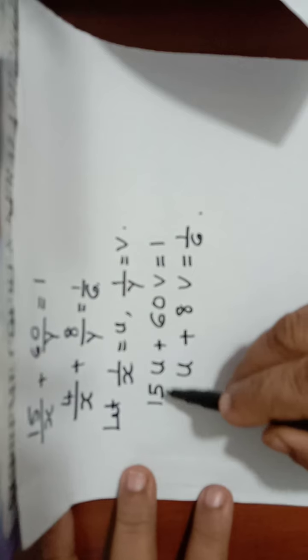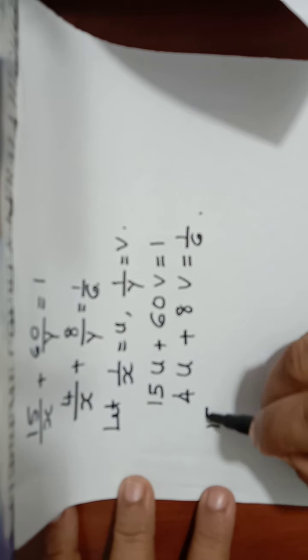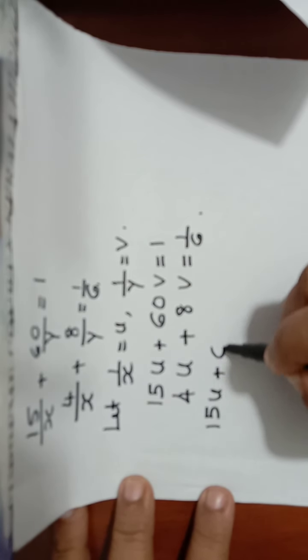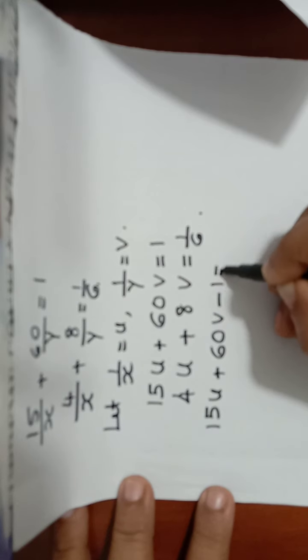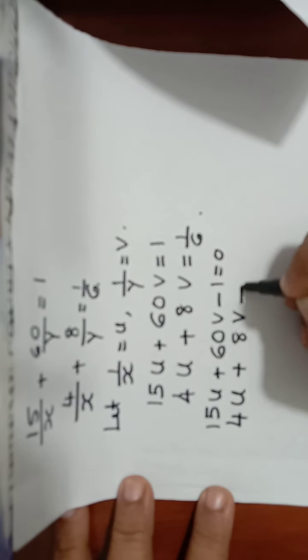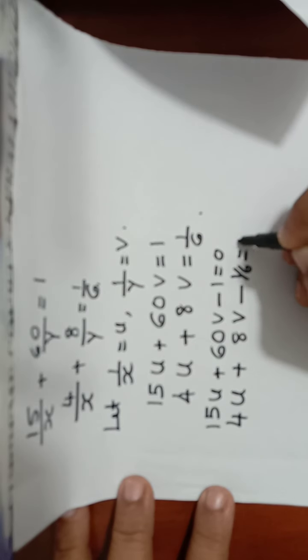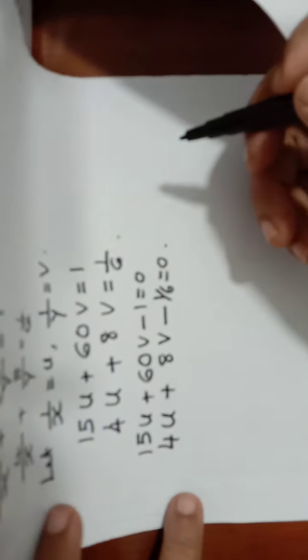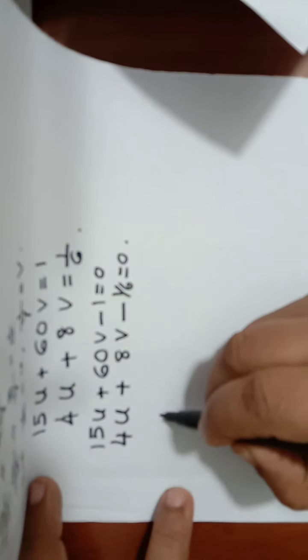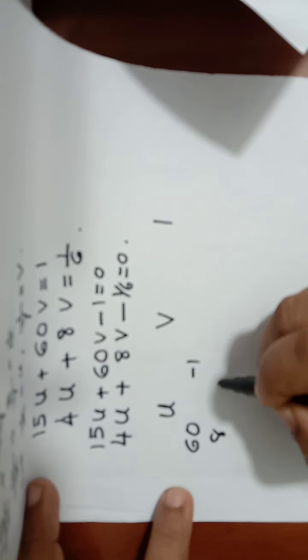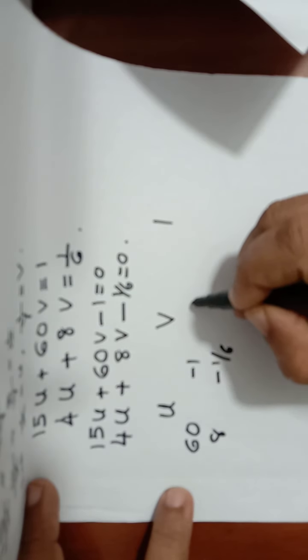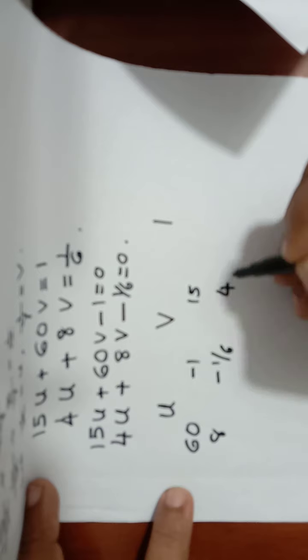Okay, so we will rewrite this equation. Elimination is difficult in this case. So let us rewrite 15u plus 60v minus 1 equal to 0, and 4u plus 8v minus 1 by 6 equal to 0. Let us use the cross multiplication method. For u, v, 1 we take 60, 8, negative 1, negative 1 by 6, 15, 4. You are all familiar now.